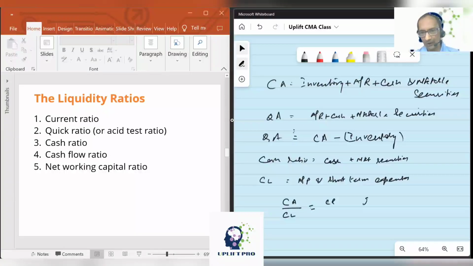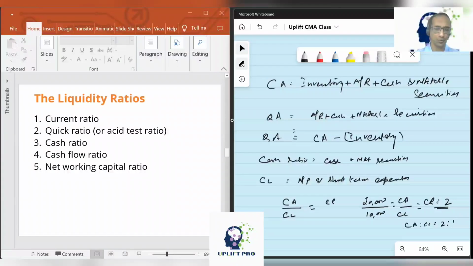For example, this is only an example. Let us say you have $20,000 worth of current assets. Divide that by $10,000 of current liabilities. So this is current assets by current liabilities. This will give you a current ratio of 2, or you can say a current assets to current liabilities ratio of 2:1. Generally, this is what is used.